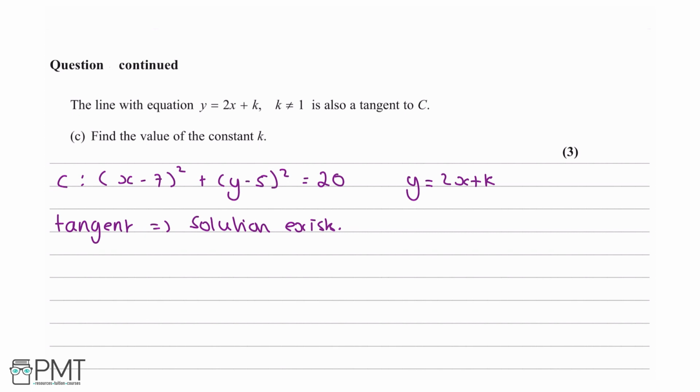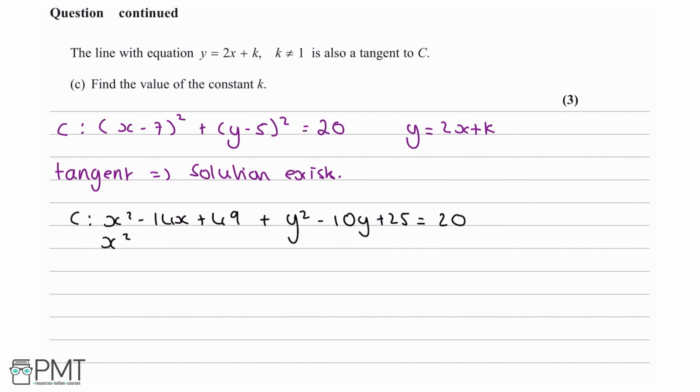But first I'm going to expand C to make it easier to substitute y into. So we have C is x² − 14x + 49 + y² − 10y + 25, which equals 20. Then I am going to collect like terms. So I'm going to say x² − 14x + y² − 10y, and then 49 + 25 is 74, and then we take this 20 from this side and subtract it. So 74 − 20 is going to be plus 54, like that. Now I'm going to plug in our y into here and into here and expand and solve.